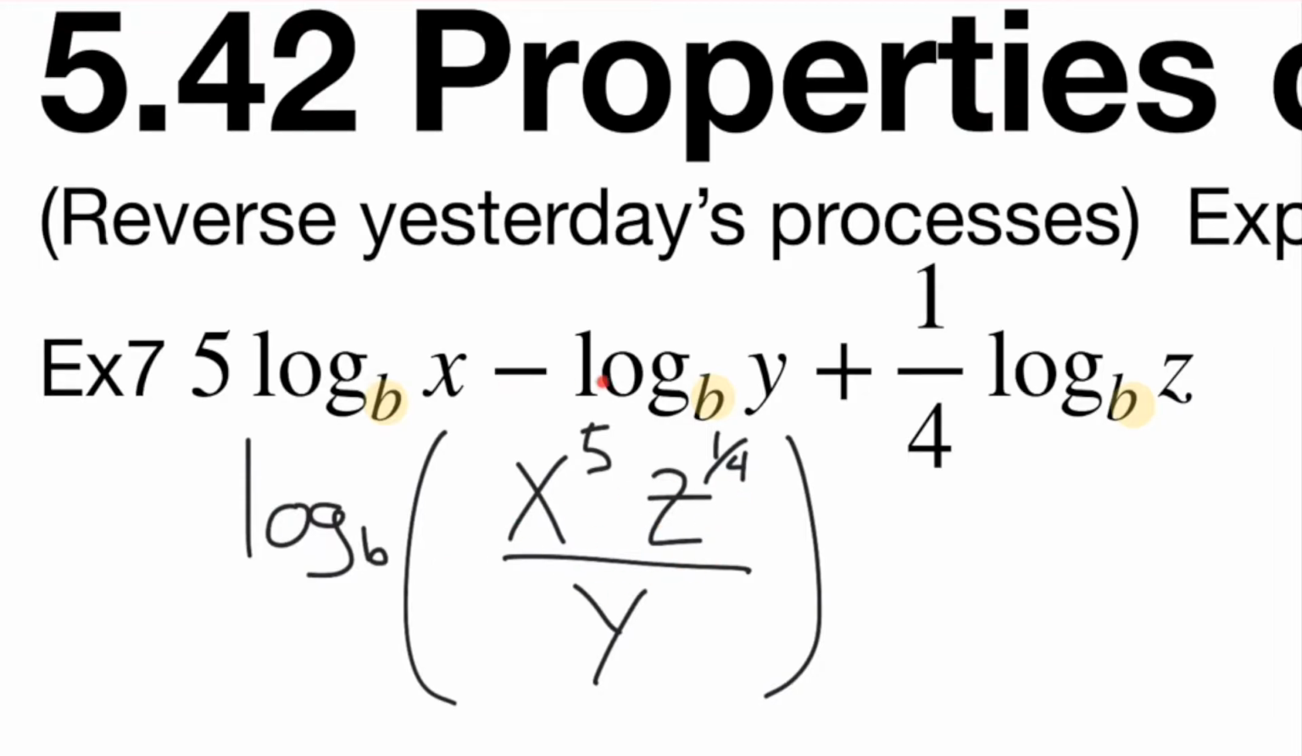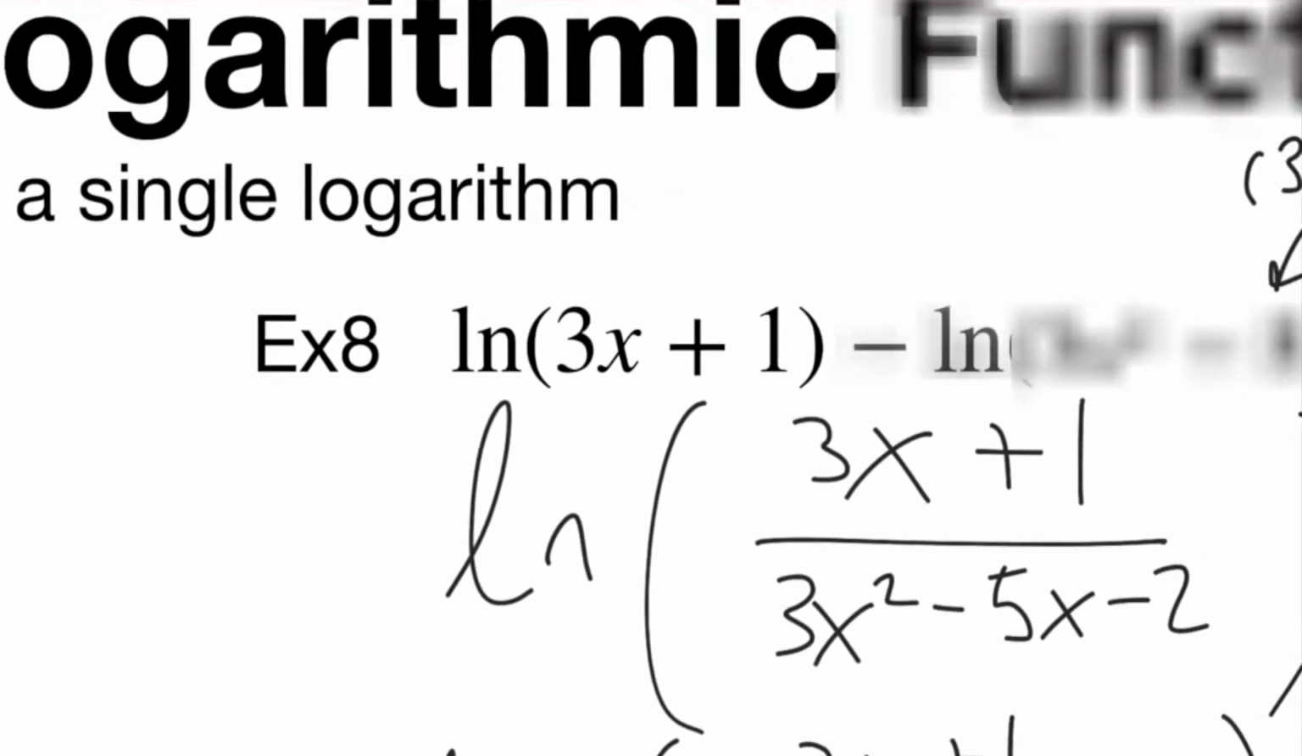Here, when you see subtraction, that means it goes in the denominator. When you see addition, it goes in the numerator. When you see numbers out in front, those are going to be the exponents. So x to the 5th, y in the bottom, z to the 1/4. It all gets combined into one log. One very important thing to remember is that they all have to have the same base, base b of base b. You can't combine them if they're not the same base.